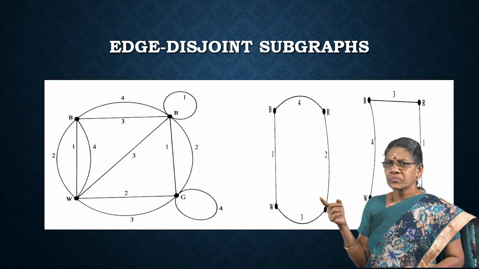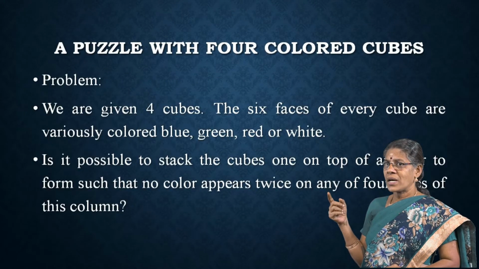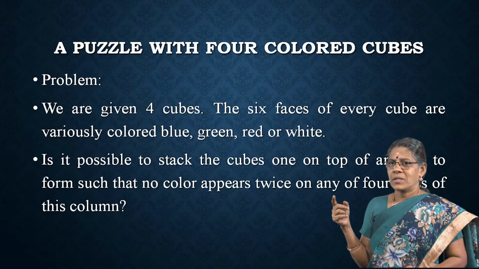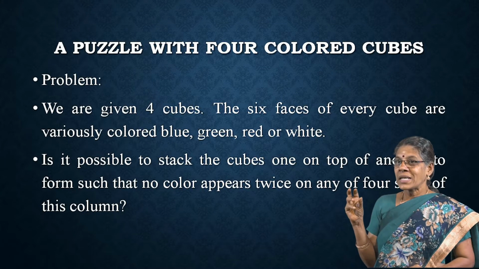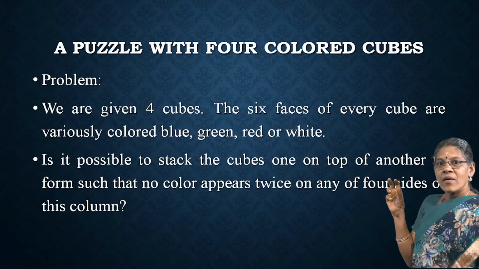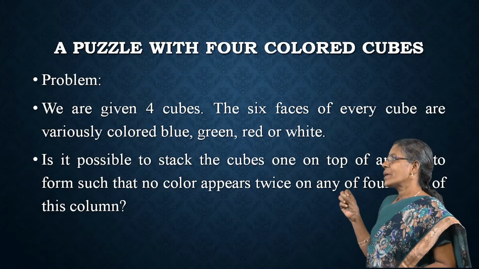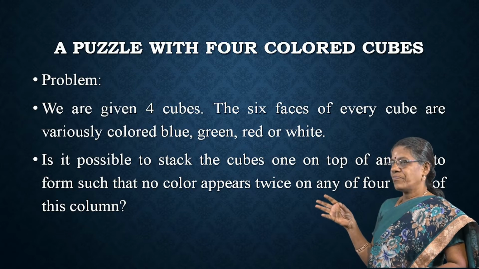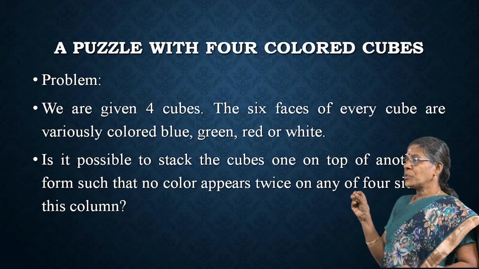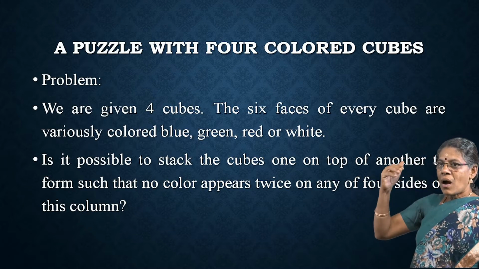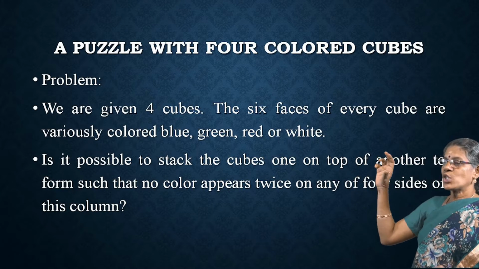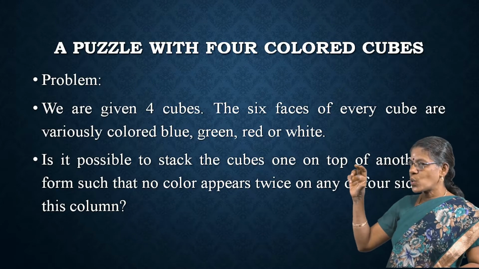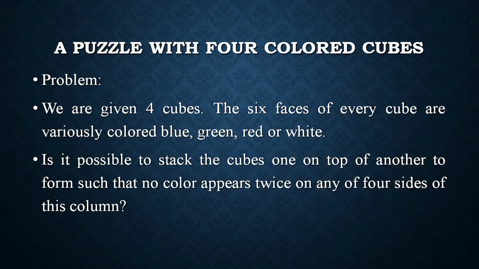Okay. Next, we have an interesting puzzle with 4 colored cubes. So what is the 4 colored cubes puzzle? Read the problem. We are given 4 cubes. The 6 faces of every cube are variously colored blue, green, red or white. Is it possible to stack the cubes one on top of another such that no color appears twice on any of the 4 sides of this column?